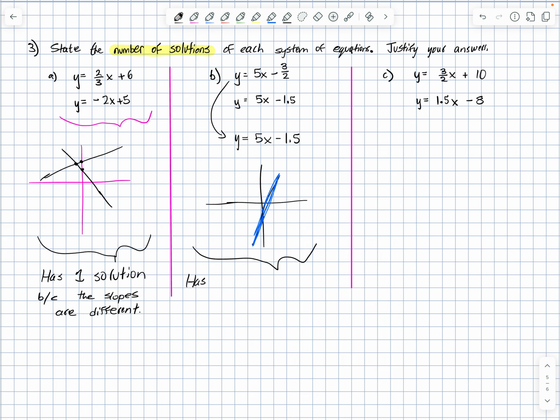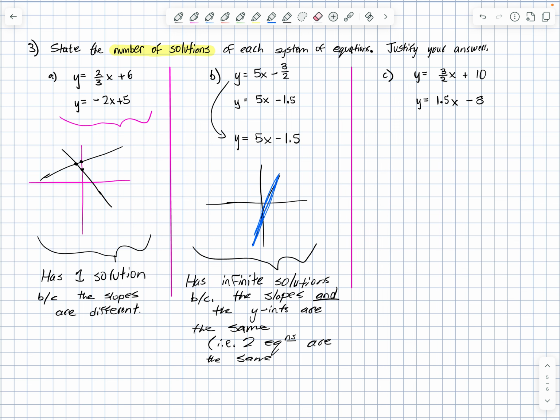So it has infinite solutions. And the reason for this is because the slopes and the y-intercepts, y-ints, are the same. In essence, this is linear, so in essence, the 2 equations, that's my short form hand way of writing equations, are the same. Exact same, not just somewhat, but exact same.